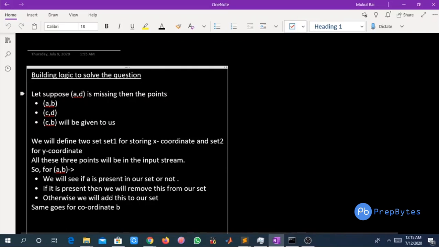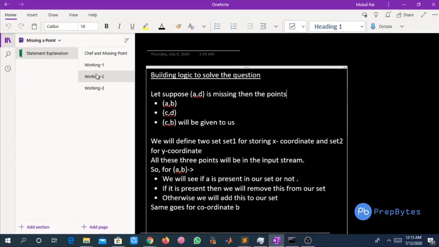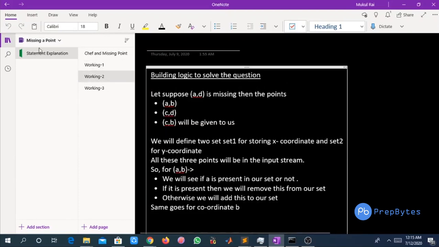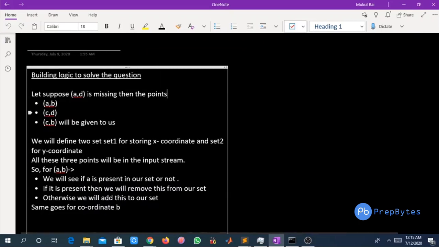Let us suppose a comma d is missing in this rectangle, the rectangle we mentioned earlier. These other three coordinates are given to us, and we have to find the missing point. So a comma b, c comma d and c comma b will be given to us. What we will do is define two sets: set 1 for storing x coordinates and set 2 for storing y coordinates. All these 3 points will be in the input stream.